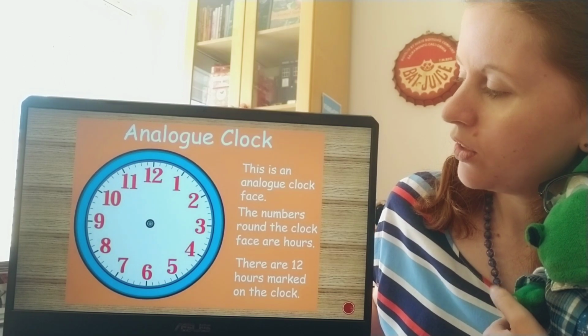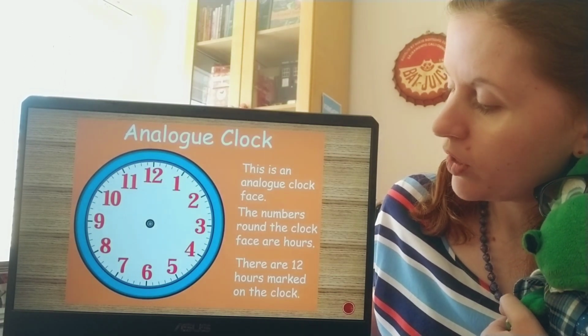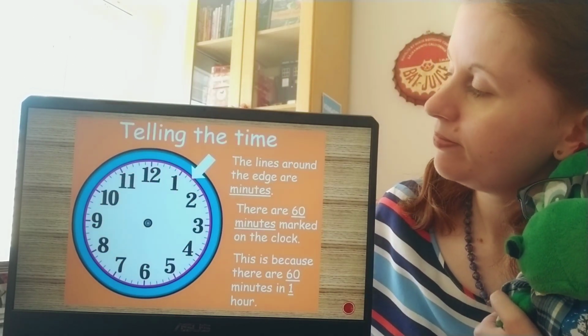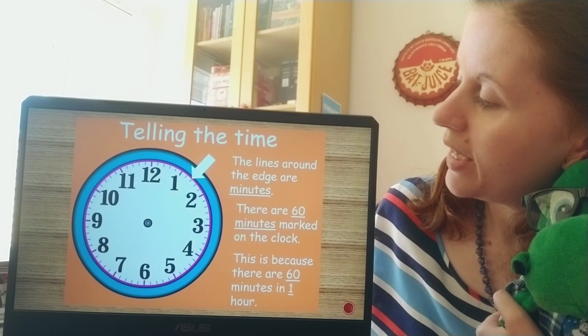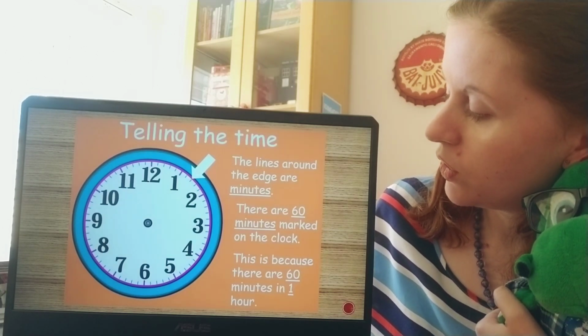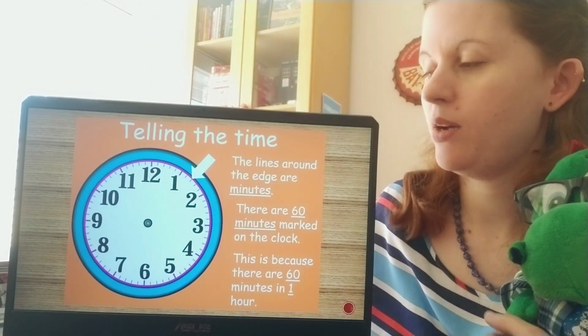This is an analog clock face. The numbers around the clock face are hours. There are 12 hours marked on the clock. The lines around the edge are minutes. There are 60 minutes marked on the clock. This is because there are 60 minutes in 1 hour.